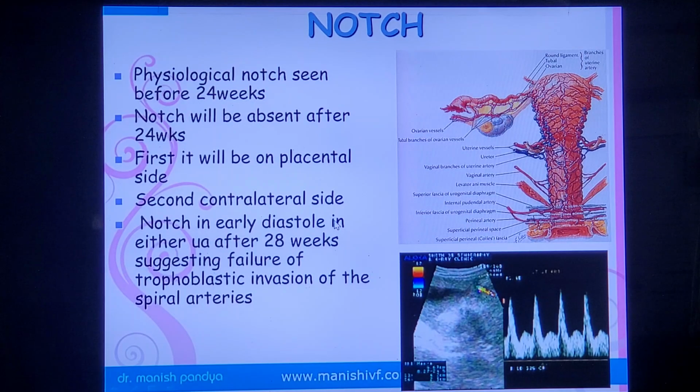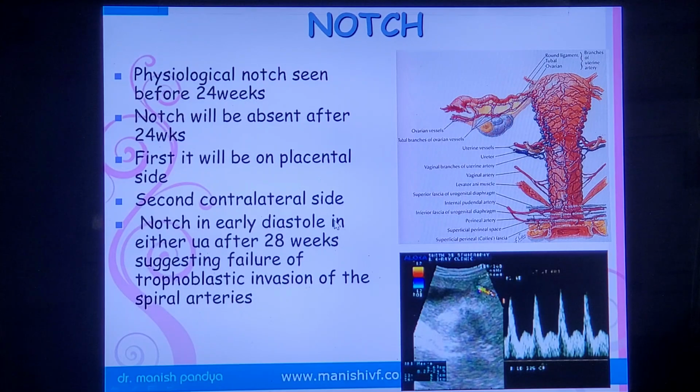So it is my humble request that whenever you want to sample the uterine artery, always sample the uterine artery right and left both. Then compare. Because suppose the placenta is on the right side and you are sampling the uterine artery on the left side, and the left uterine artery has less diastolic flow, you may say that the patient can go for IUGR. You are wrong.